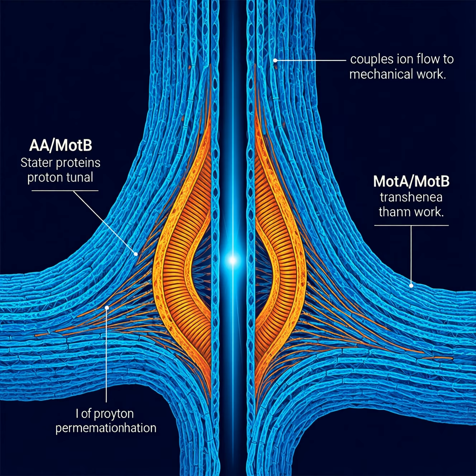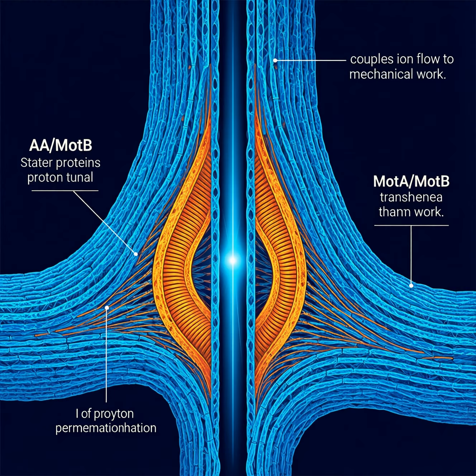Cryo-EM reconstructions reveal that the channel lumen is lined with alternating hydrophobic and polar side chains, guiding protons via a Grotthuss-like hopping mechanism. The coupling efficiency of this system is remarkably high. Each proton translocation can generate several piconewton-meters of torque, sufficient to propel the flagellum at speeds exceeding 10,000 revolutions per minute.